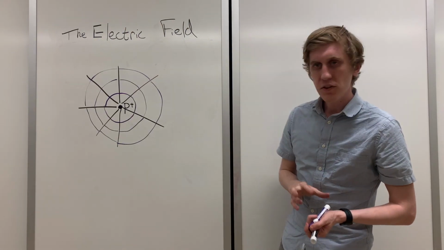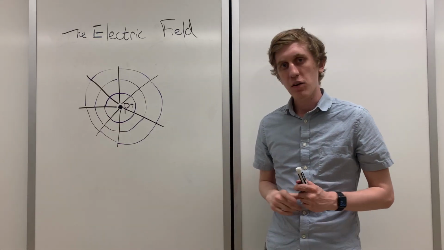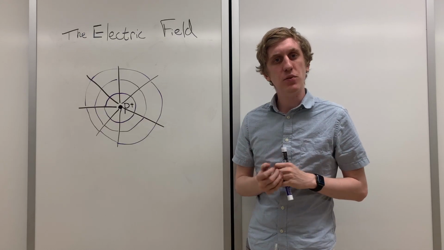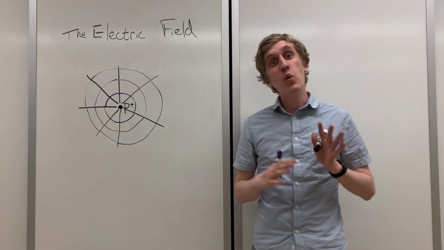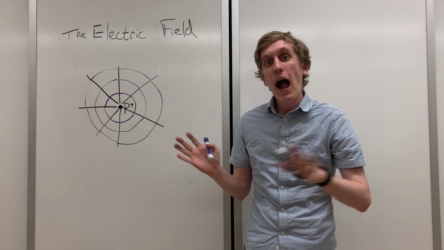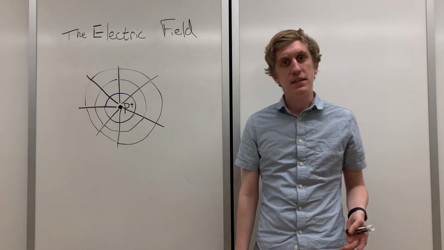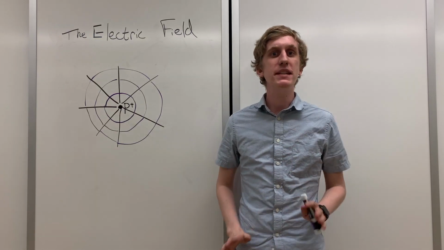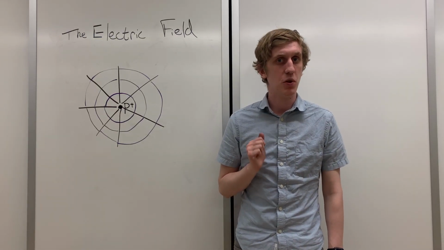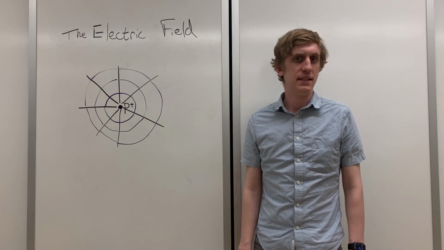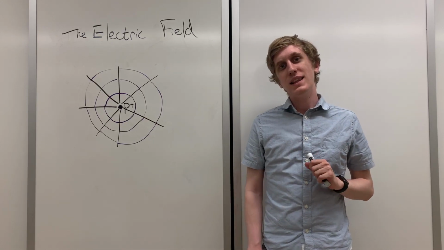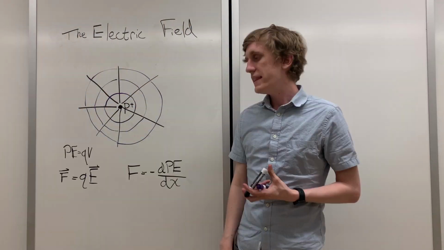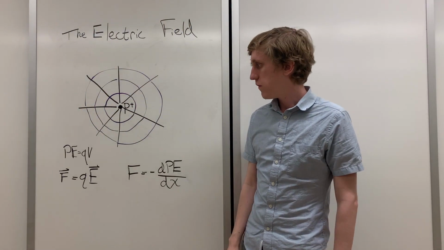The electric field lines and the equipotential lines are always at right angles to each other. This turns out to be true no matter how complicated your setup is. The electric field will always point perpendicular to equipotential lines. Why is this? Well, before we answer that question, let's write down what we know so far. These are the things that we know so far.